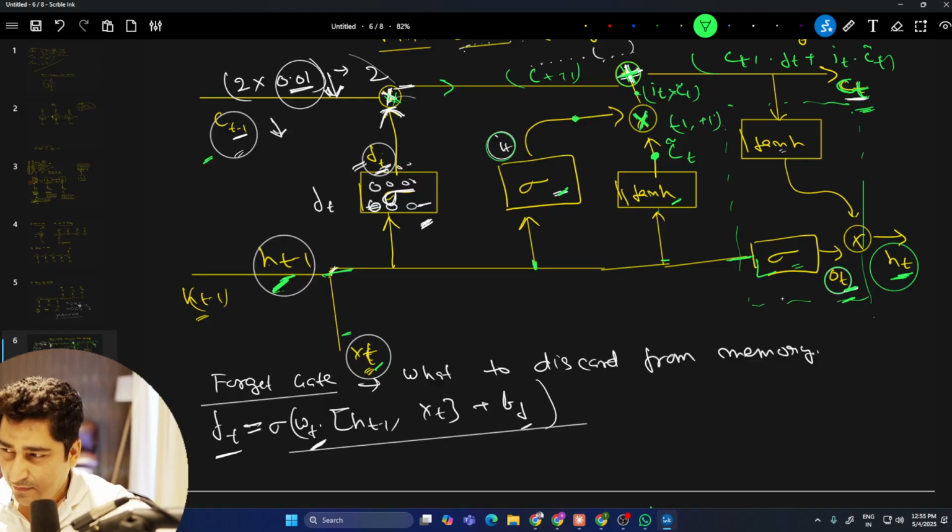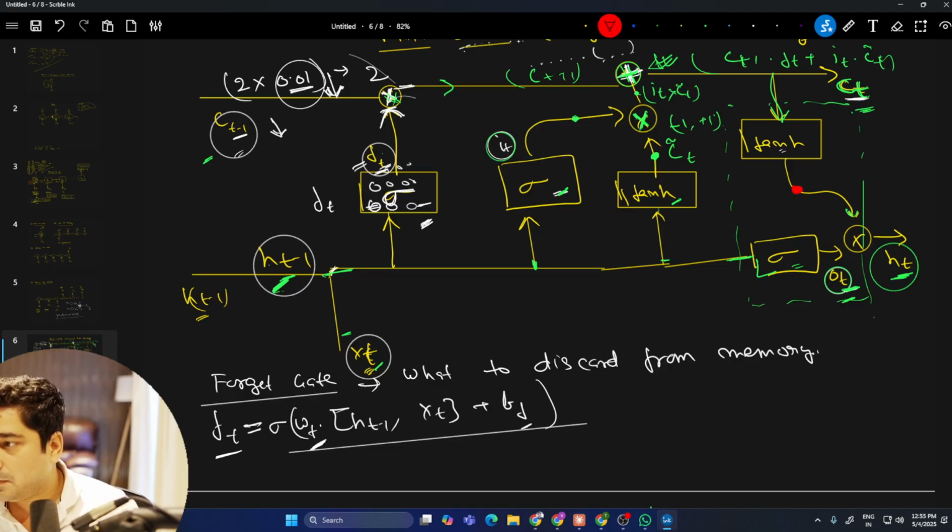Now, what is this HT, by the way? HT is nothing but OT multiplied by the data that we are getting from the memory channel. Before giving you this, we have updated our memory with the current information, and we have even updated our memory with what I have to forget. So this is where things come into the picture. Let's try to understand what we will be able to get here, and then we just do the multiplication.